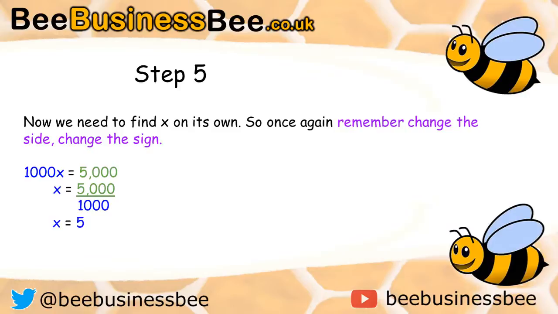Okay, we want to find X on its own, so once again we're going to change the side, change the sign. But it's really simple now. We know that 1,000x means 1,000 times X equals 5,000. Because it's times on that side, we're going to move it to the other side. The opposite of times is divide. So X is going to be 5,000 divided by 1,000. And if we do that calculation, X equals 5.